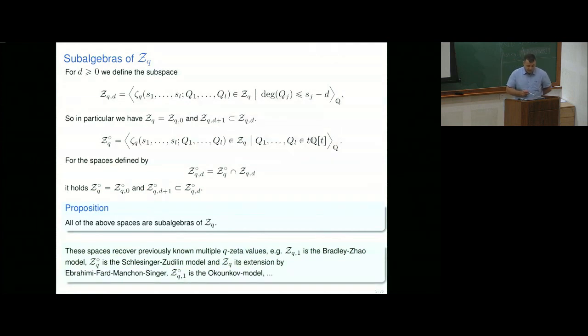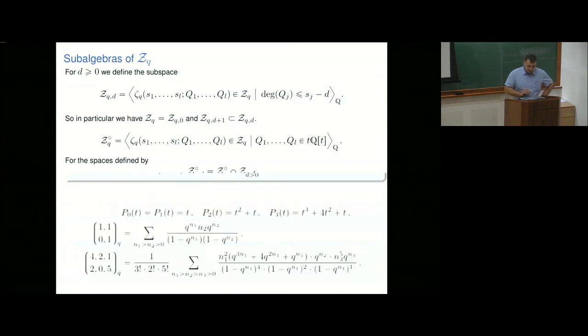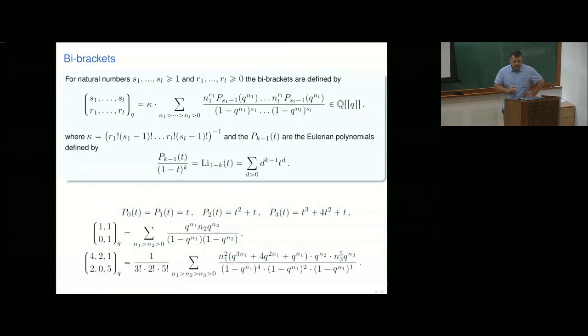And why is this interesting? Because there had been several approaches to generalize multiple zeta values to q multiple zeta values, and most of these models just fit in this framework, and they just are subalgebras given by certain circs and Ds and so on. And so by Bradley, Shao, Schlesinger, Sudelin, Okunkov, and so on, all these people have studied particular multiple q-zeta values, and all these are contained in these models. And we are studying here something a priori different.